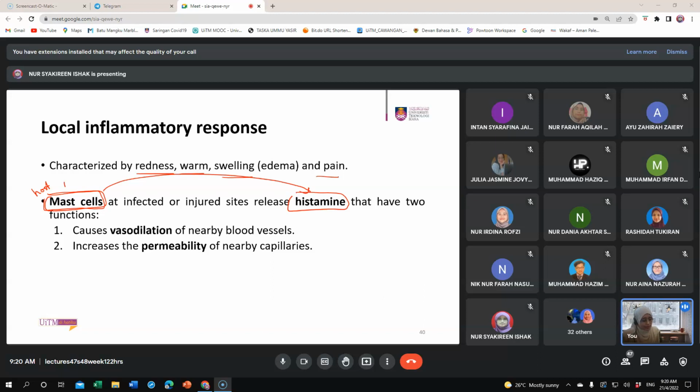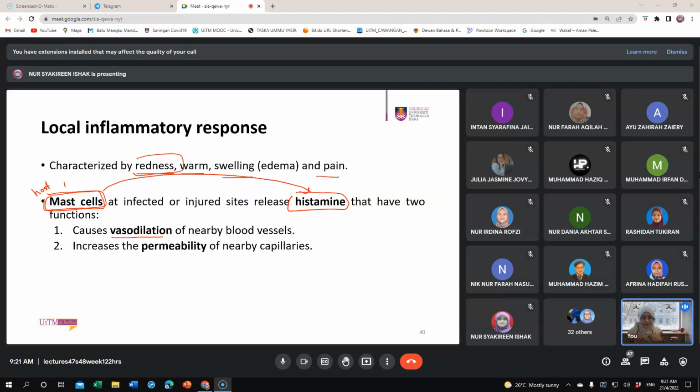Okay, so the function of this chemical molecule, histamine released by the mast cell, is to cause vasodilation of nearby blood vessels. So at the injured site, you cut yourself, and then the mast cell in the surrounding injured tissue will release histamine. Histamine is the chemical or signaling molecule that cause nearby blood vessels to vasodilate. So when vasodilation occurs, more blood will flow to that injured site. So this causes redness. Lagi banyak darah mengalir kat kawasan yang luka ataupun infected area. So more blood flows due to vasodilation, due to the release of histamine.